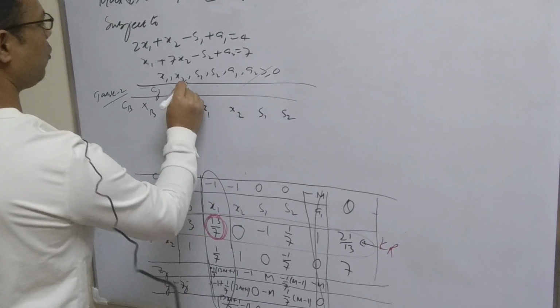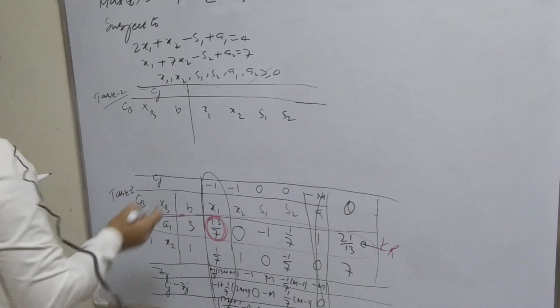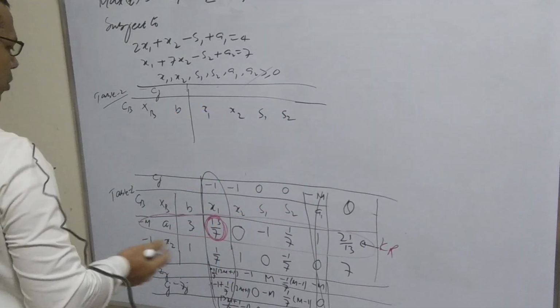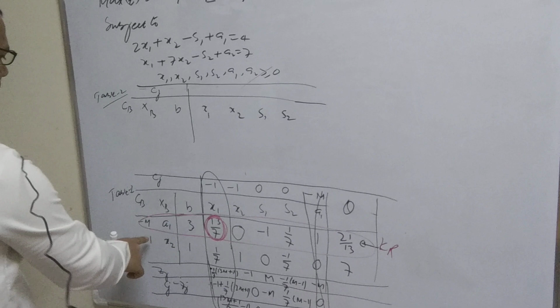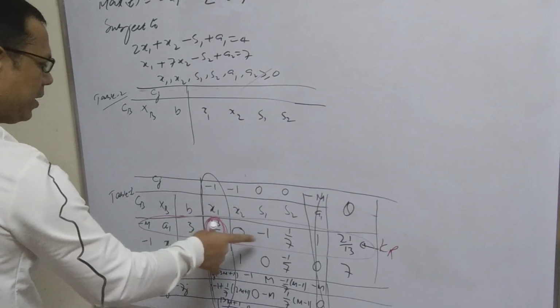Just for simplicity, if you write this variable, it is not going to affect your answer. The answer will be the same. Just for simplicity, it's better to remove it here itself. So now what will be the result? Which variable is going to enter the basis? X1 is going to enter the basis, A1 is going to leave.